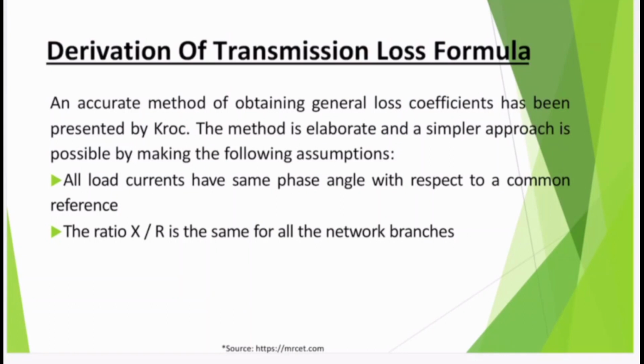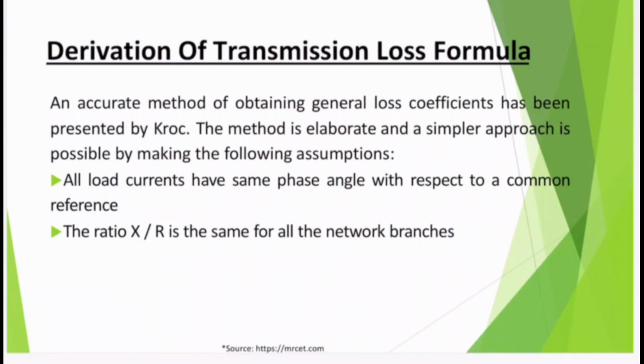So let us first derive the transmission loss formula. An accurate method of obtaining general loss coefficients has been presented by Kron. The method is also elaborate, and a simpler approach is possible by making the following assumptions. First of all, we need to consider that all load currents have the same phase angle with respect to a common reference, which is not practically true, but we have to assume it. Second, the ratio X upon R is the same for all the network branches. So with these two assumptions, probably we will be in a position to derive the expressions of the B coefficient of a transmission loss formula.